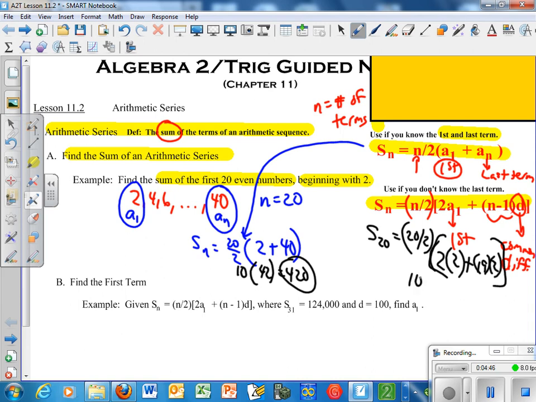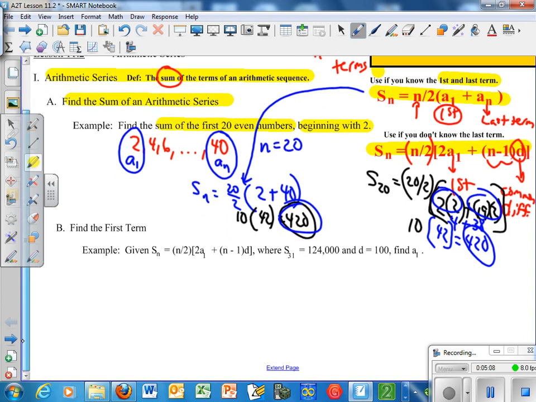20 divided by 2 is 10. Inside here, I get 4 plus 38. This is 4. This is 38. So I really have 42 inside there. 10 times 42 is 420. So notice I got the same answer using either formula. Okay, if we go to our next one, now we're going to work backwards and find the first term.